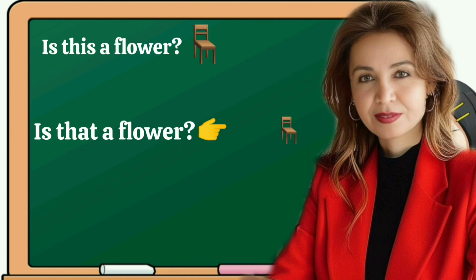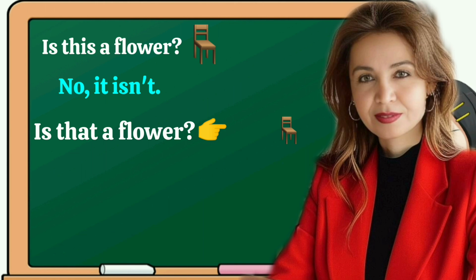Now here we have a chair which is nearby. It's not a flower, okay? So the question says, is this a flower? The answer will be no, it isn't.